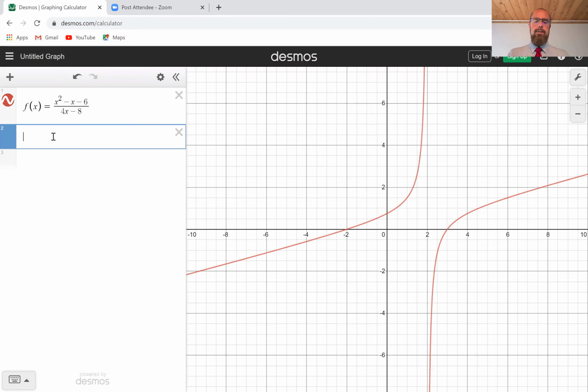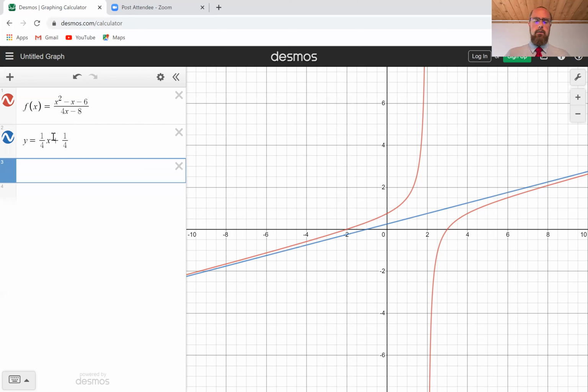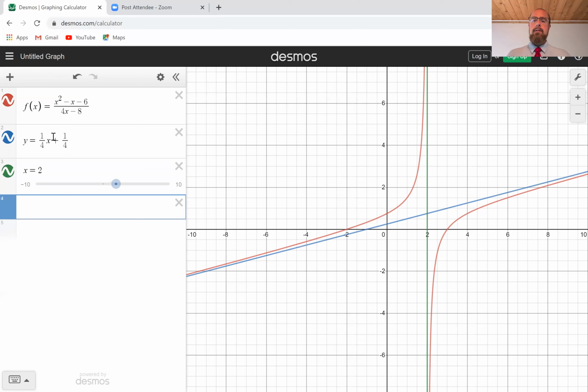I could include my 2 asymptotes. So the one for the slant asymptote, y equals 1/4 x plus 1/4. You can see that fits in the graph well, so it confirms that our polynomial long division gave us a good slant asymptote equation. We also had the line x equals 2 as our vertical asymptote. So again, that fits in the function that Desmos is showing.